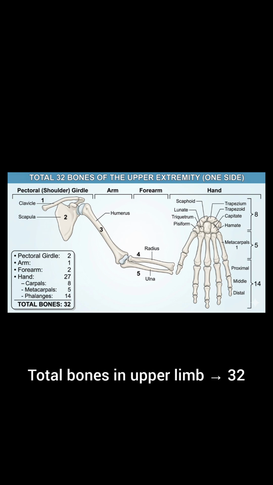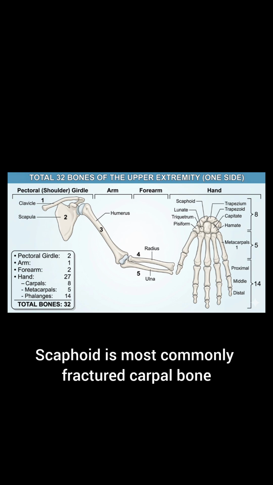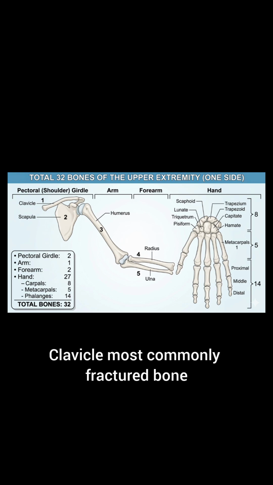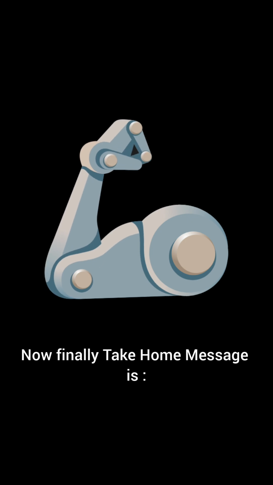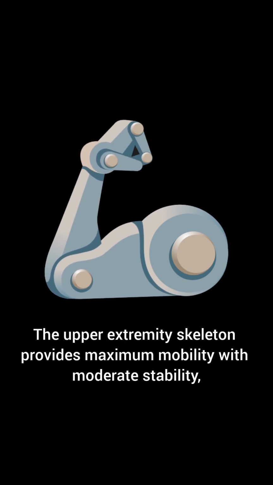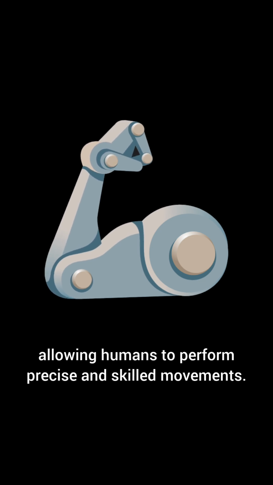Total bones in upper limb: 32. Carpals: 8. Metacarpals: 5. Phalanges: 14. Scaphoid is the most commonly fractured carpal bone. Clavicle is the most commonly fractured bone. Ulna forms the main elbow joint. Thumb has 2 phalanges. Now finally, take home messages. The upper extremity skeleton provides maximum mobility with moderate stability, allowing humans to perform precise and skilled movements.